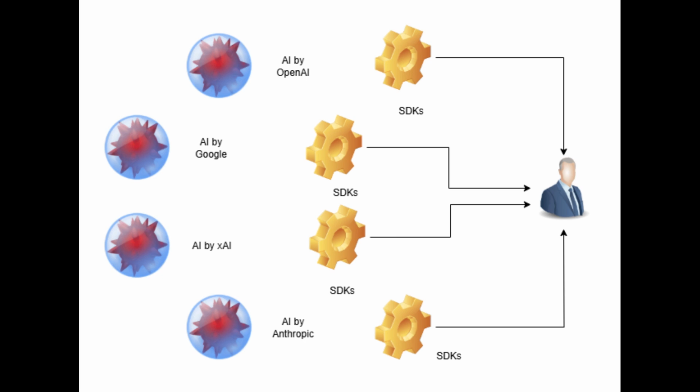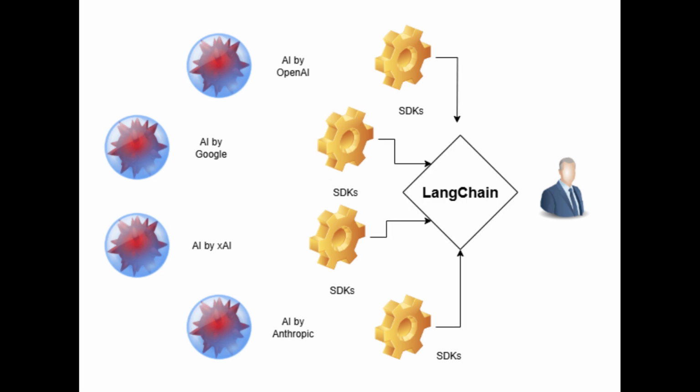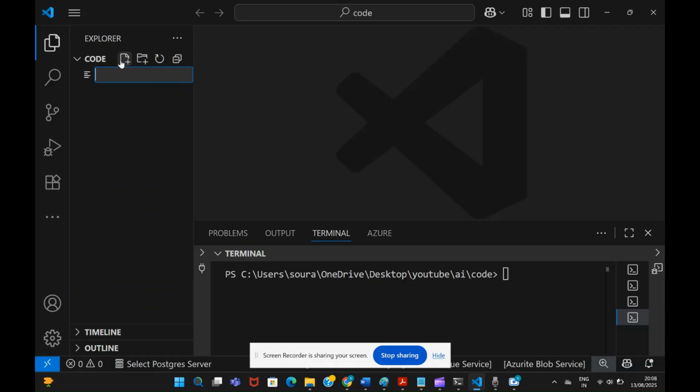Now that's where the problem comes in. In order to work with these different kind of AI, users need to know a lot of different kind of SDKs. Now that's where LangChain comes into the picture. It helps you integrate with all these different AI providers using just a single framework. This means you don't need to learn about different SDKs which each AI provider provides. You just focus on writing the LangChain code and it takes care of connecting to the right AI provider for you. Now let's see LangChain in action.